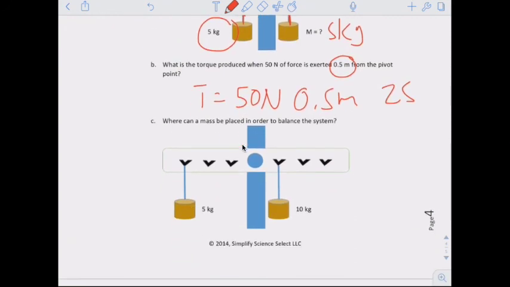And then lastly, it says, where can a mass be placed in order to balance the system? When we're trying to balance it, remember that you want the same amount of torque on each side. So think about how much torque this is exerting, how much torque this is exerting, and where we would place another weight to make it balance out.